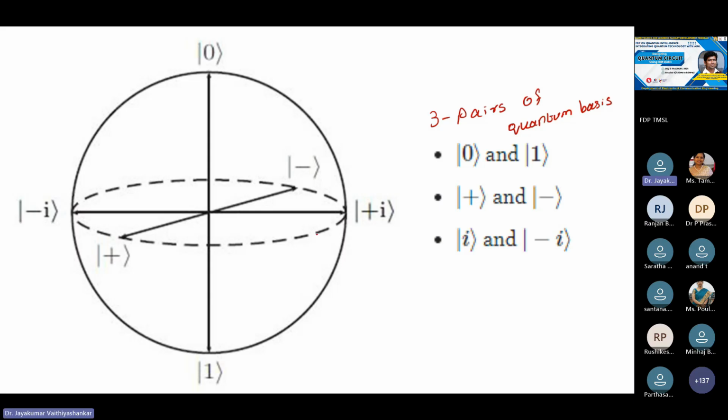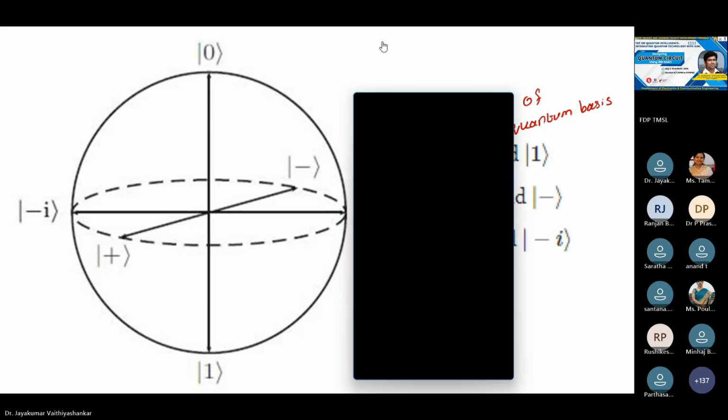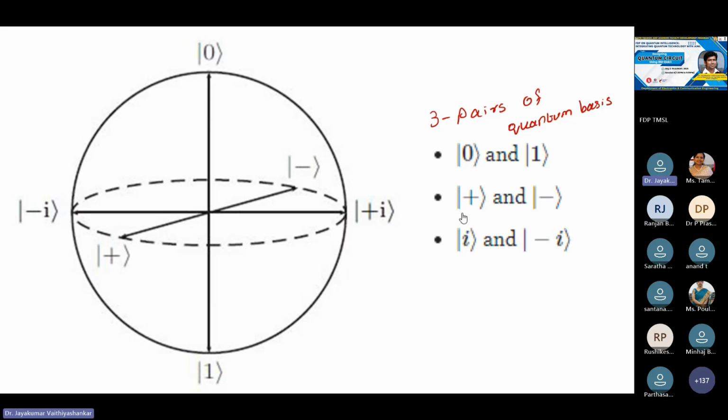So any doubt until this? Any doubt? No, sir. Okay. Yes, it is negotiation. Angle needs to be considered. Yes. Okay, fine.